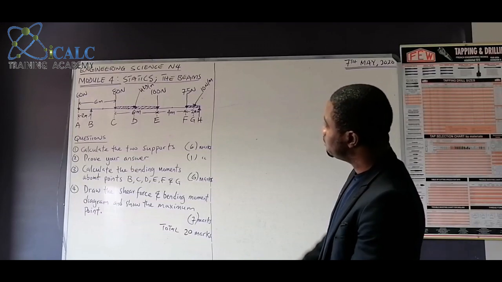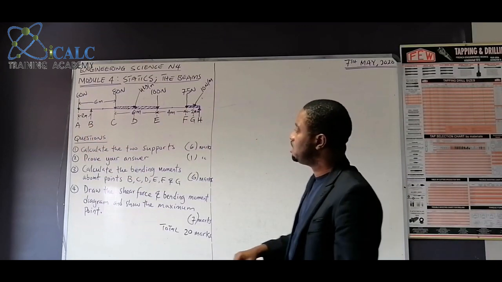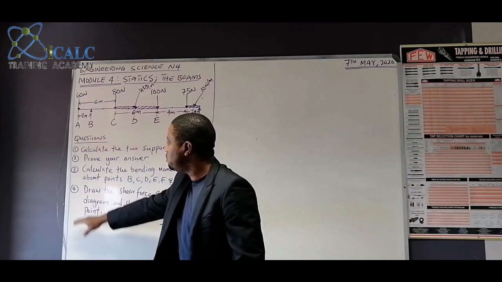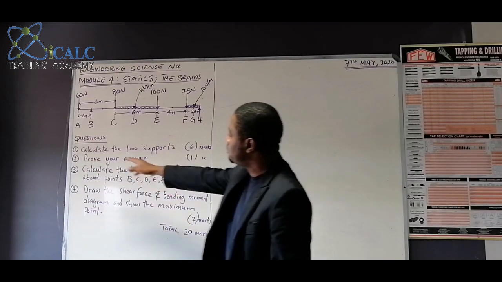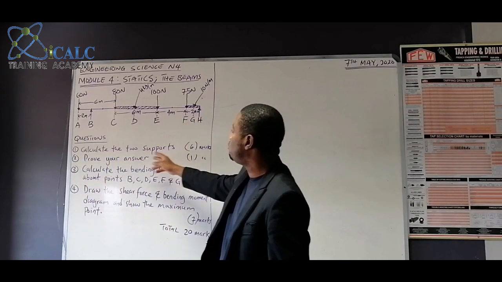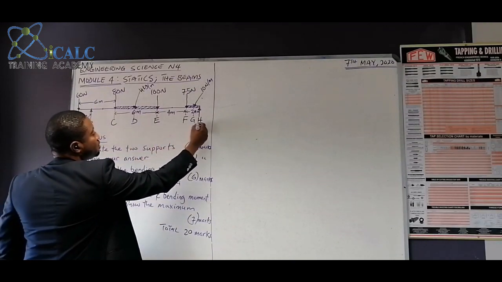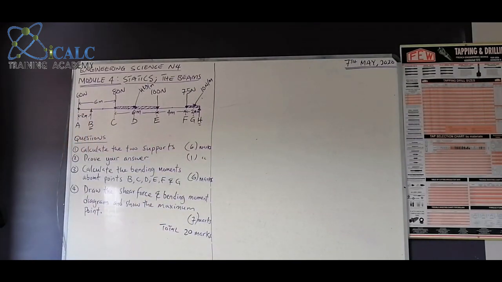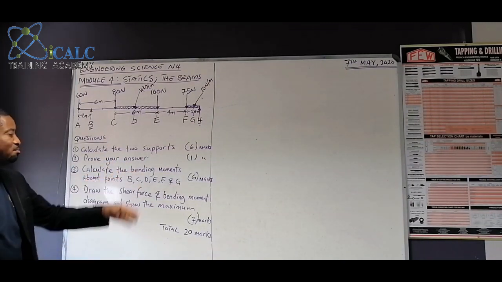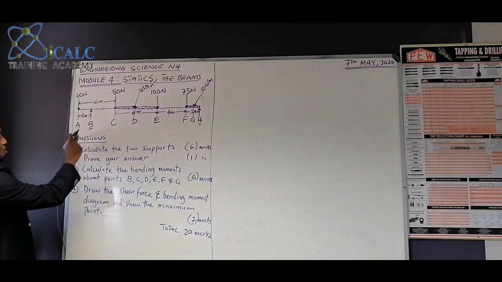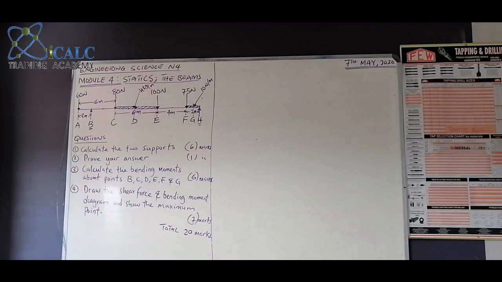Let's quickly look at this. This is your sketch of a beam, and look at the possible four questions they can ask from this beam. Question one is asking for the calculation of your two supports, B and H, which will give you 6 marks. To prove your answer, 1 mark. To calculate the bending moment about points B, C, D, E, F, and G can also fetch you 6 marks.